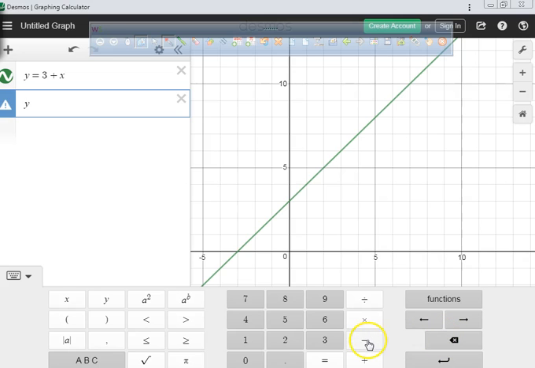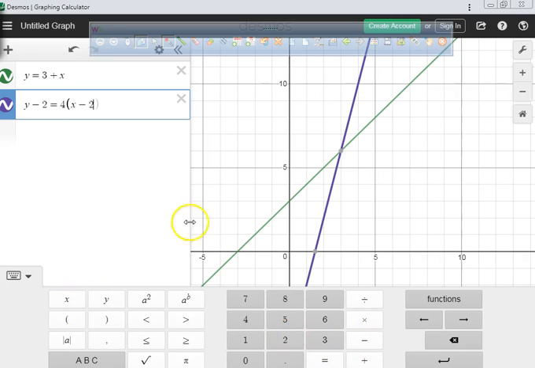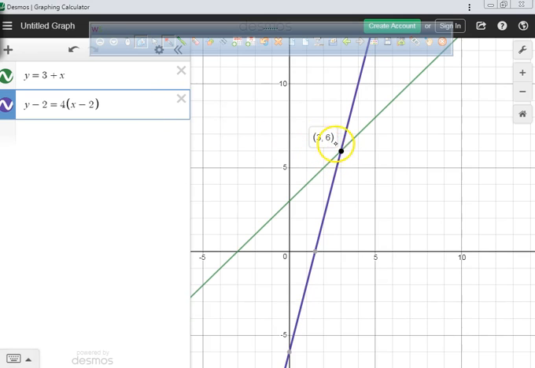Now watch what I do with the second equation. Here's the cool thing. I can actually type in y minus 2 and set it equal to 4 parentheses, is it x minus 2? Right there. So Desmos will graph it even if you didn't solve for y. All you have to do is create two equations that match the statements. What was our answer? A 3 and a 6.